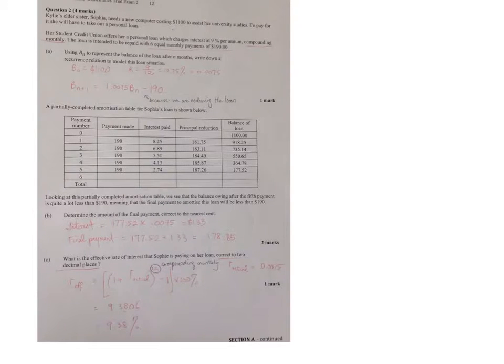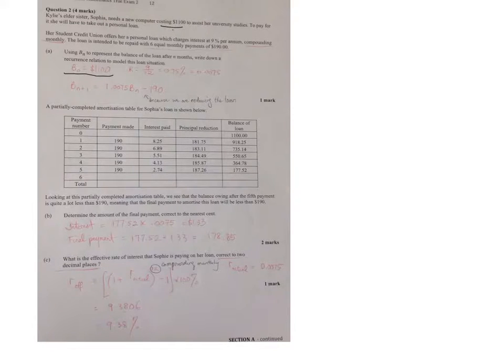Some of the stuff we talk about here is applicable to question 1. For instance, for part A, using Bn to represent the balance of the loan after n months, write down a recurrence relation to model this loan situation. Now, you have to start off with B naught is equals to $1,100. That's the beginning amount, yeah?